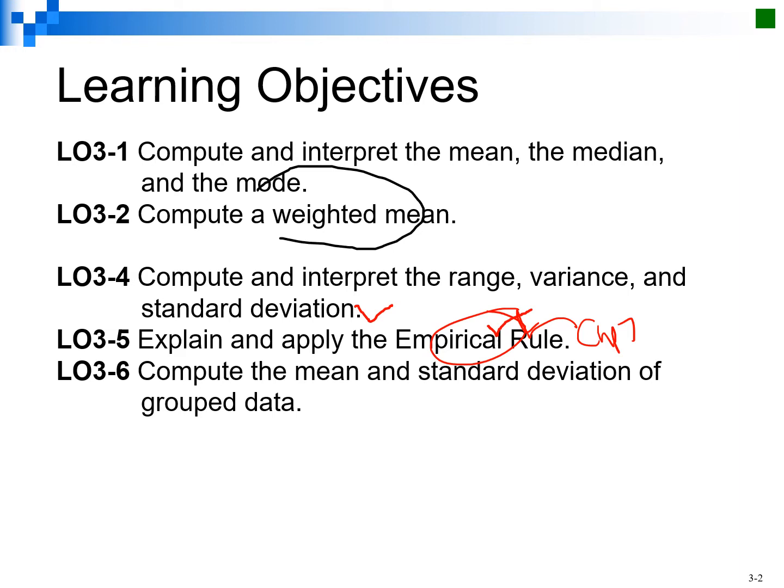And then the last thing we'll do is I'll show you how you can calculate a mean and a standard deviation for what they call group data. That's basically your frequency distributions when we get to there. So we've already done the frequency distributions from chapter 2, and in this chapter there's a calculation on how you can figure out what the standard deviation is of that group distribution.